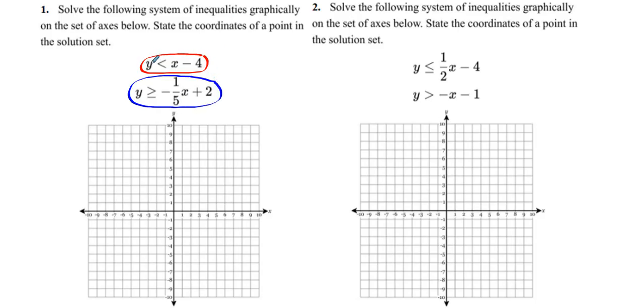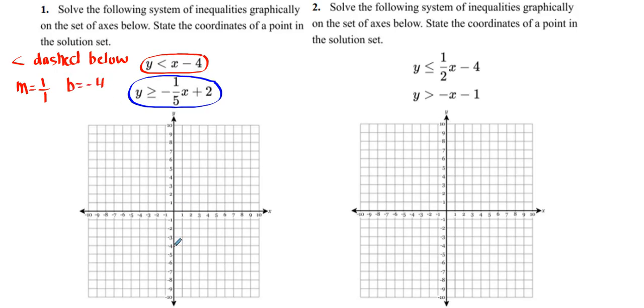For the red one, y has been isolated on the left, and we have a less than symbol. What that means is the line is going to be dashed, and it will be below. My m, or the number in front of x, is 1, so I will write m is equal to 1, and I'll make it a fraction by putting it over 1. My b value is this -4, so I'll put b is equal to -4.